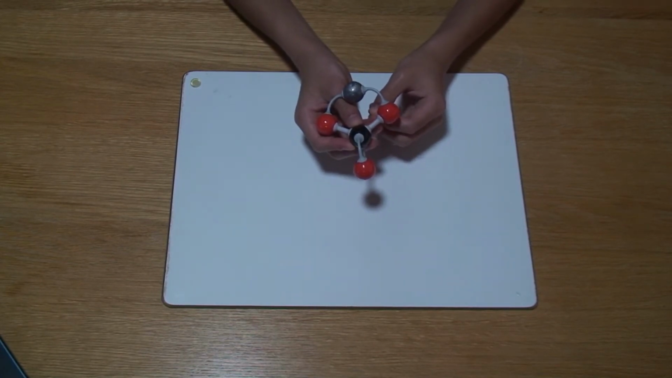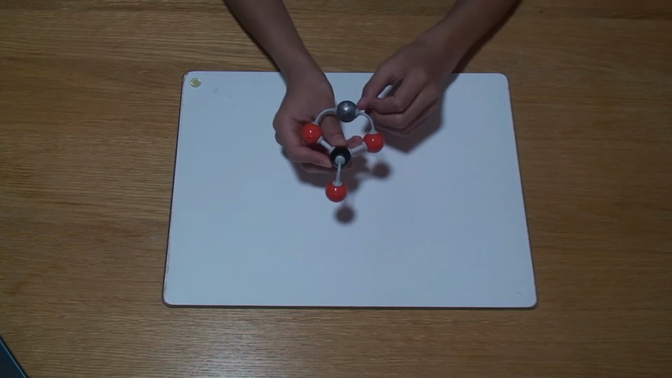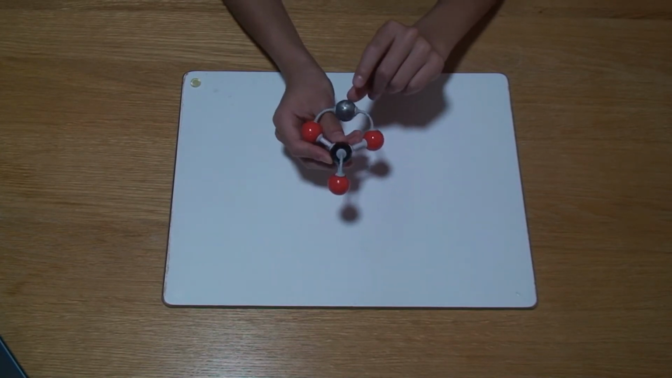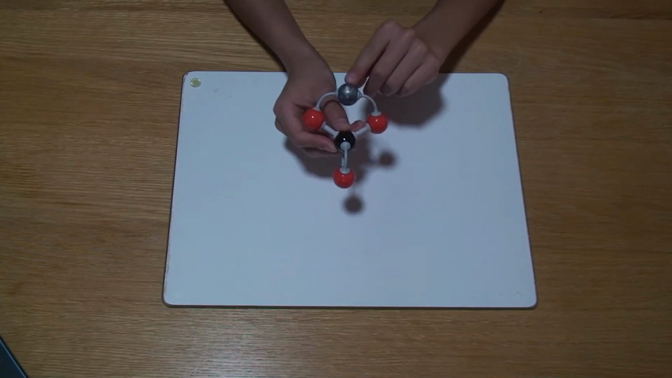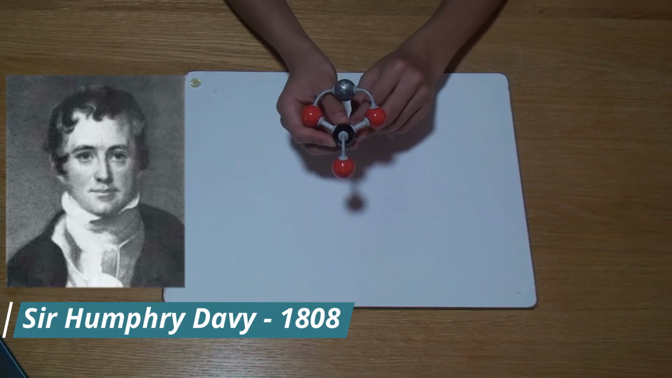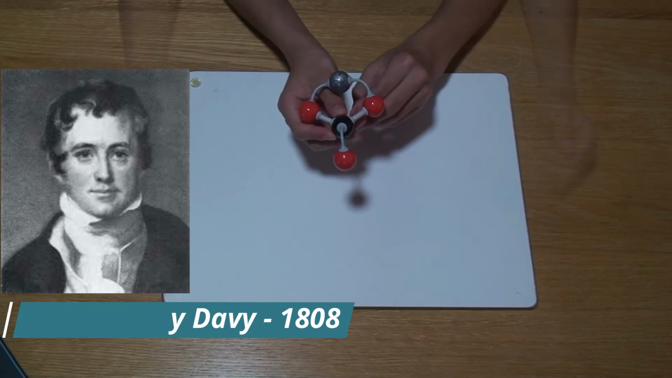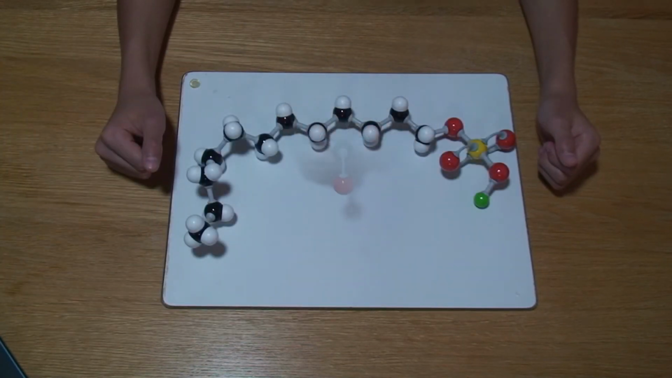Calcium is an atom that we have not looked at, and calcium will be represented by the metal-like ball. Calcium was also discovered by Sir Humphry Davy, the same person who discovered sodium. Calcium was discovered in 1808.